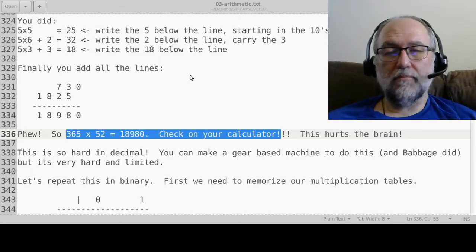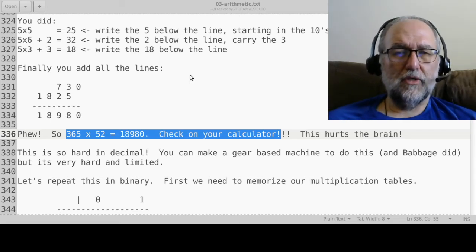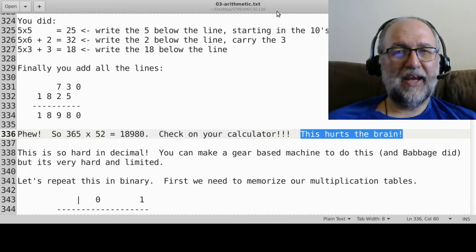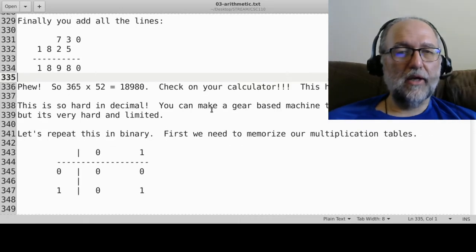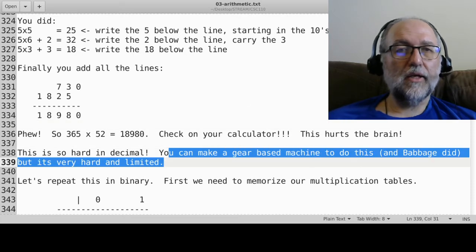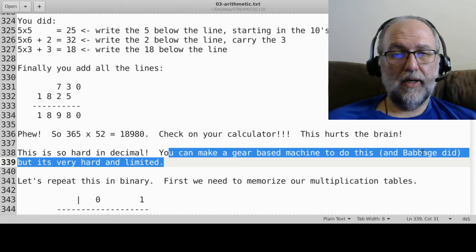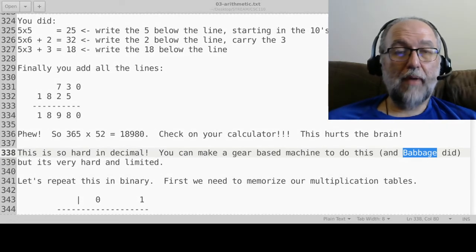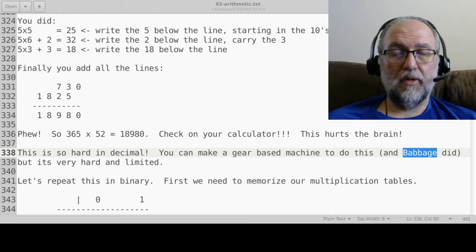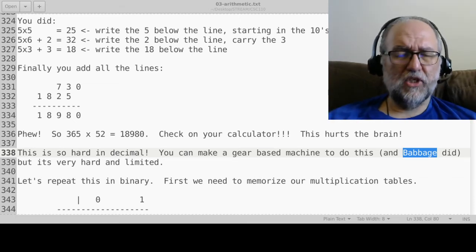But you know what? I'm sure most of you remember how to do this and could do it, but it's annoying, isn't it? And so you just bring out your calculator and do it on your calculator, because as I said, this hurts the brain. So it is hard in decimal, but believe it or not, you can make a machine that does this. Like I said, this fella Babbage, here's his name if you want to Google for what he did. Babbage did build a machine which did all sorts of arithmetic and beyond. He actually did some much higher level mathematics too with gears, but it's very hard to do.